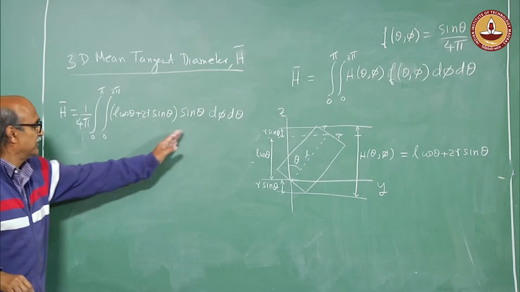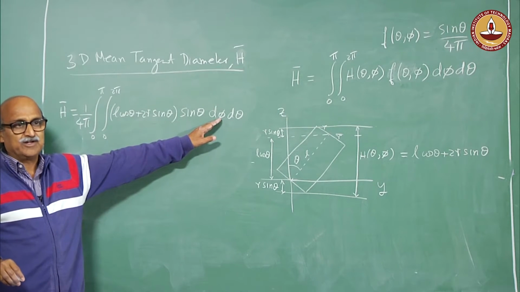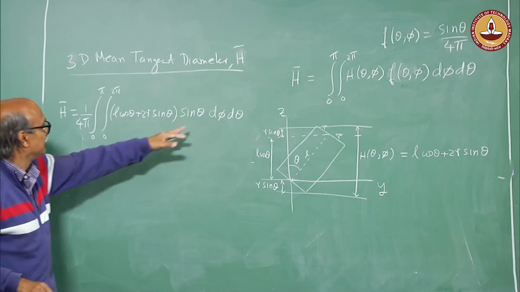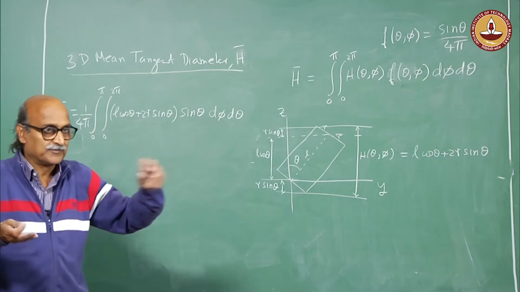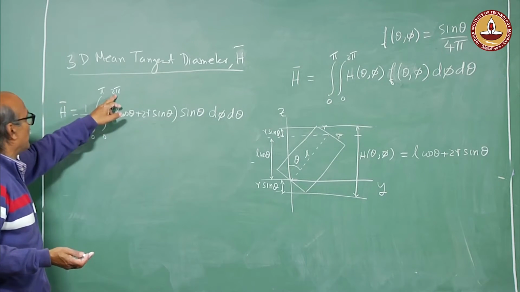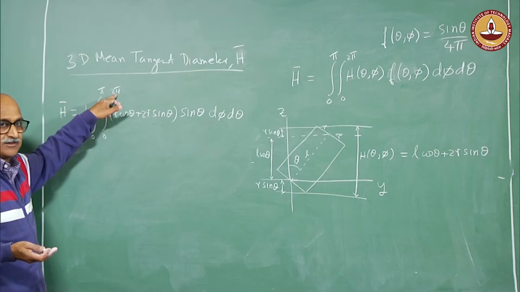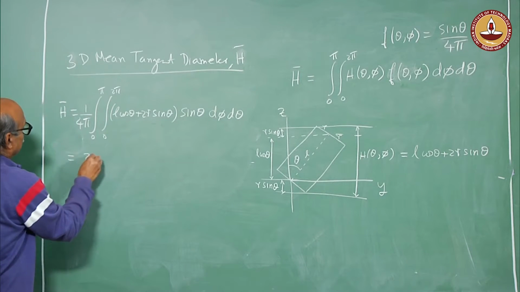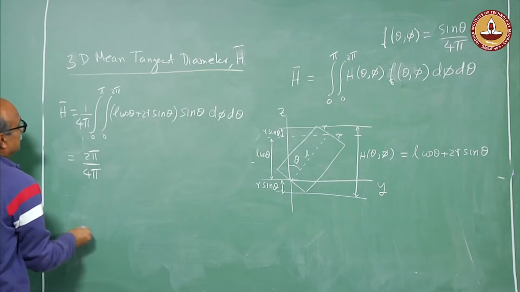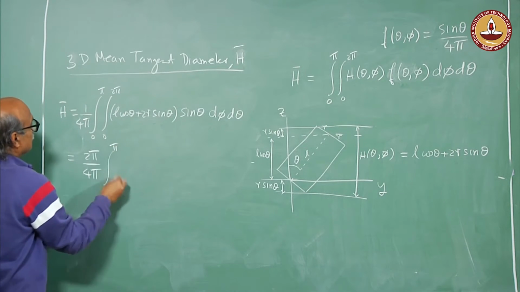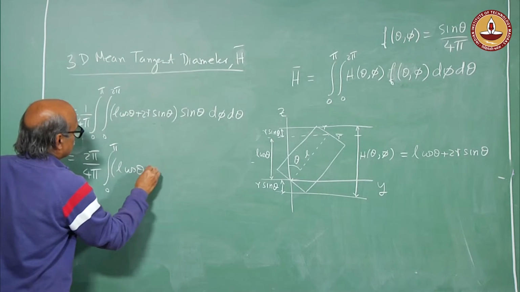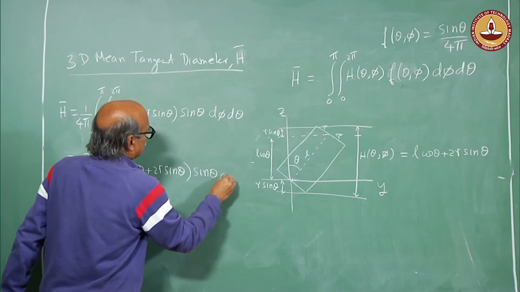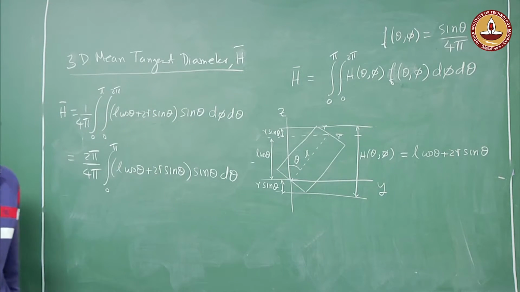Let us first integrate with respect to phi. If I integrate with respect to phi, see these are all independent of phi. So, integral with respect to phi would simply be phi with the limits 0 to 2 pi. So, what will I get? Just 2 pi, and 2 pi will come out of the integral. With phi gone, you are left with theta.